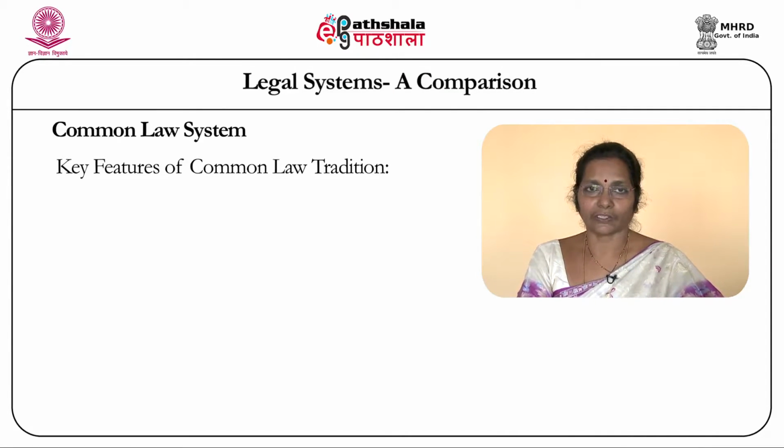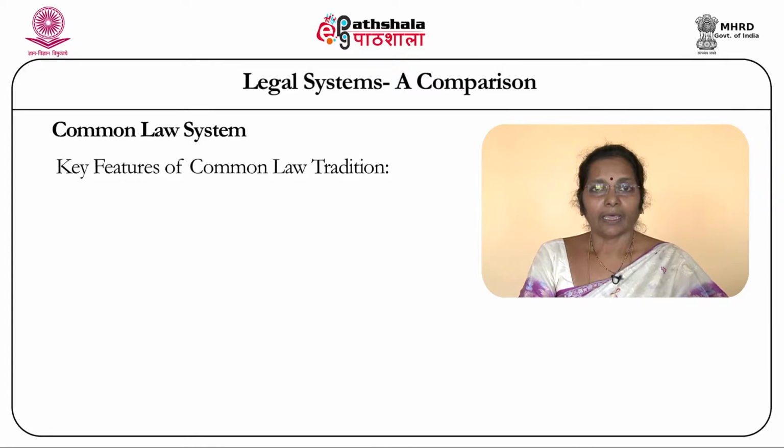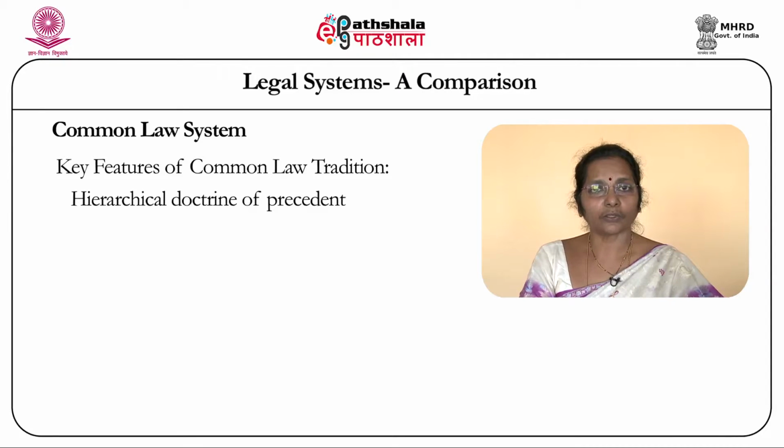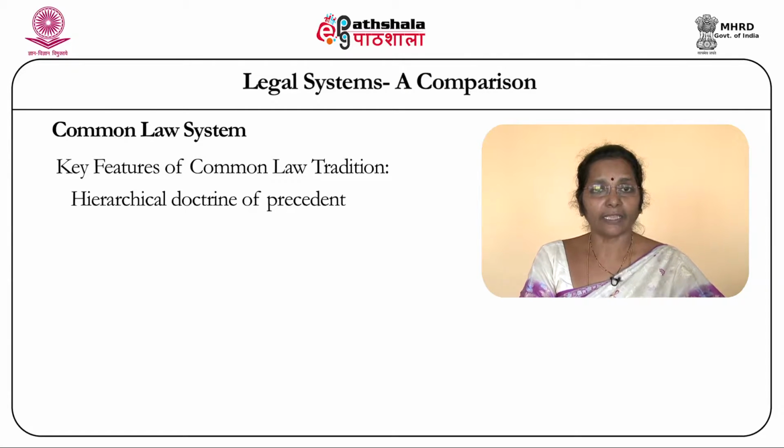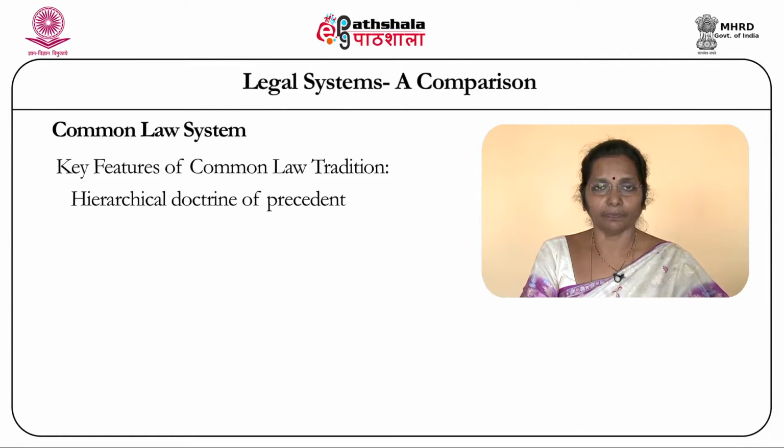Now, unlike the civil law system, one point we have to remember is that the common law tradition has the hierarchical doctrine of precedent. Precedent is a previous decision decided by a higher court, which becomes binding on the lower courts, where it lays down the ratio decidendi in the case. Therefore, there is a hierarchical doctrine of precedent, and the policy adopted is a case-based system of law.